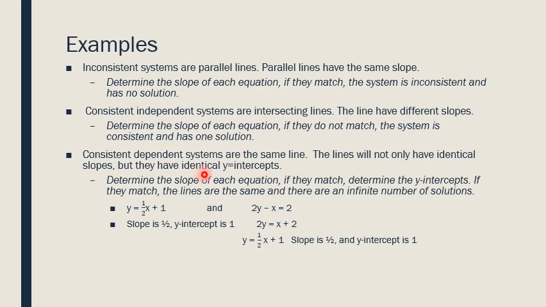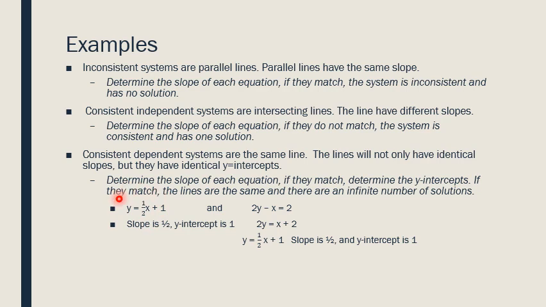Consistent dependent systems are the same line. Now these are going to have the same slope, obviously, but they will also have identical y-intercepts. So unlike the inconsistent systems that are parallel lines that have different y-intercepts, these will have identical y-intercepts. So first step, determine the slope of each equation. If they match, determine the y-intercepts. If they match, the lines are the same and there are an infinite number of solutions.